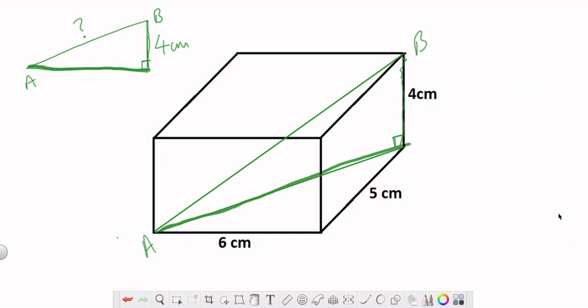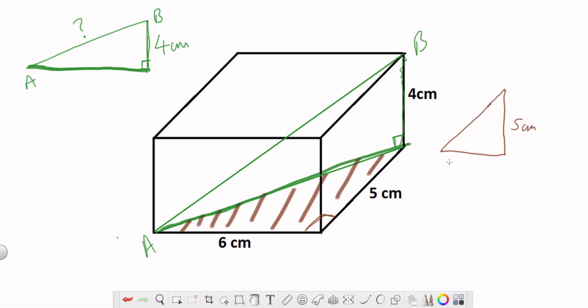So what I can do now, you can see there is a right angle triangle lying flat on the ground. That's 5 centimeters, 6 centimeters, there's a right angle. And what we're trying to work out is all of that there. So we're going to use Pythagoras. We're trying to work out the longer side, this one here, so it's going to be a plus in our calculation.